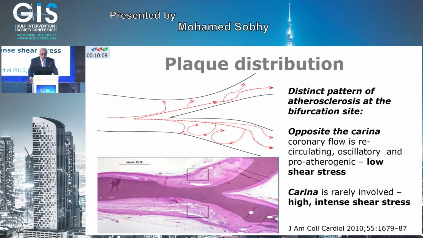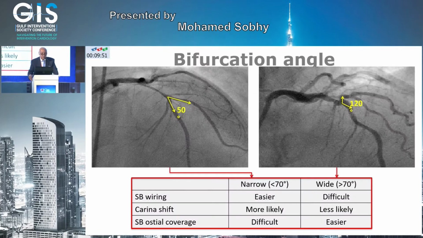So what's the importance of plaque? Because of the shear forces, atherosclerosis in the vessels is distinct, opposite the carina. The main defect is the carina. The coronary flow is recirculating, oscillating. It's called low shear stress. The carina is rarely involved, it has high intense shear stress.